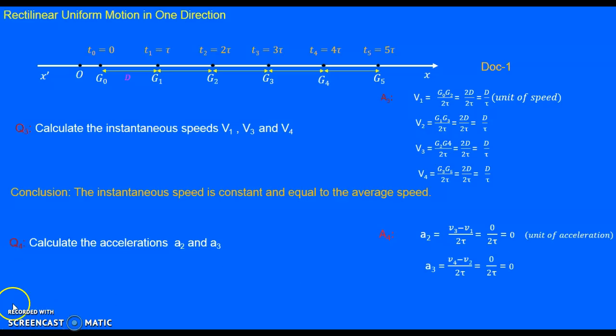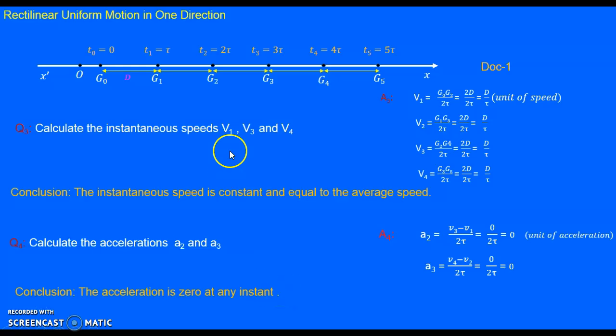a3 is equal to v4 minus v2 over 2 tau. So v4 was calculated here, but if you did not calculate it here, and this is normal, you have to know that you have to calculate it in this part, in question 4. So v4 minus v2 is going to be equal to 0 because they are equal. There is no change in the speed. This means that the acceleration is 0. So what do you notice? The acceleration is 0 at any instant.